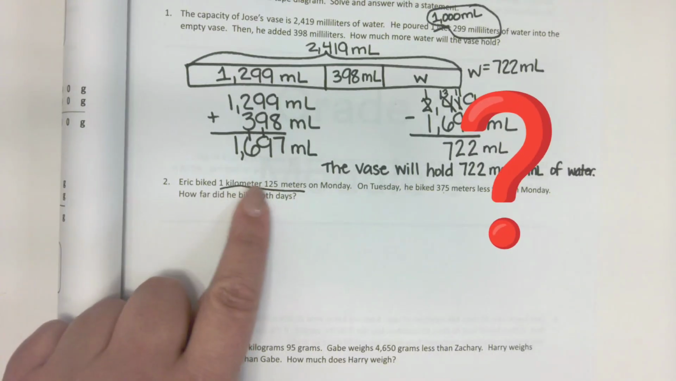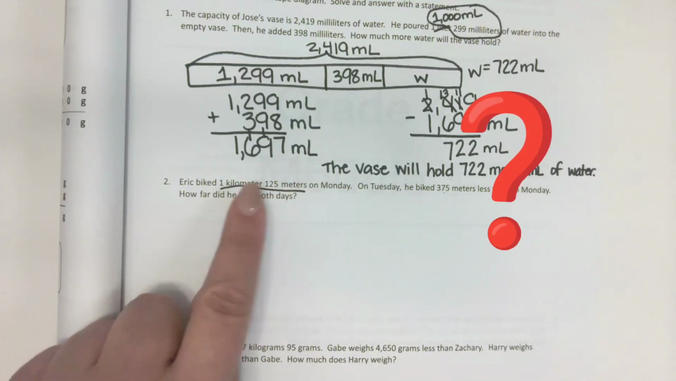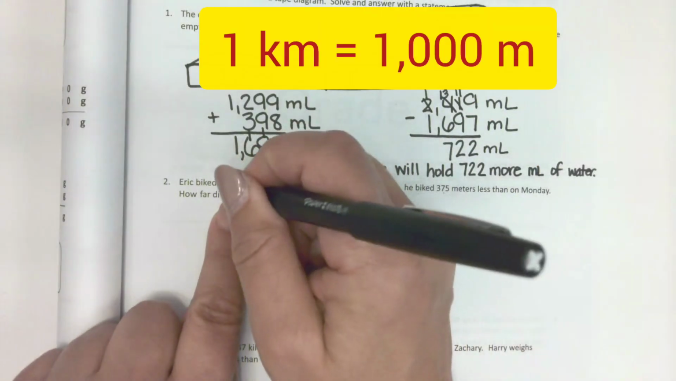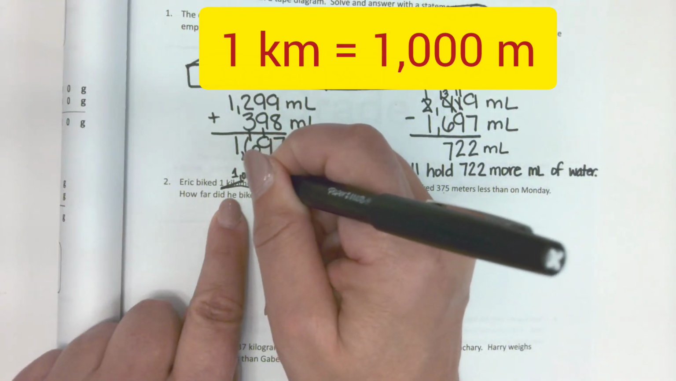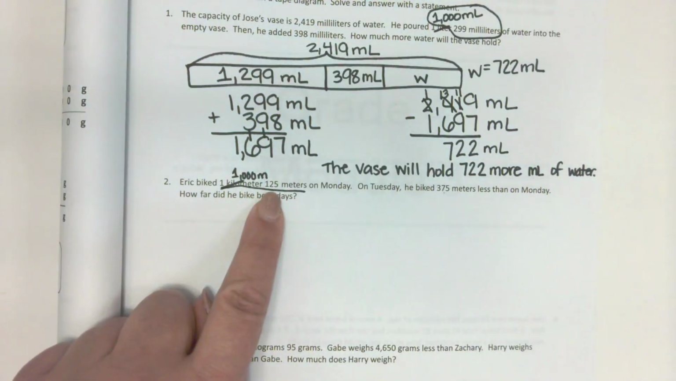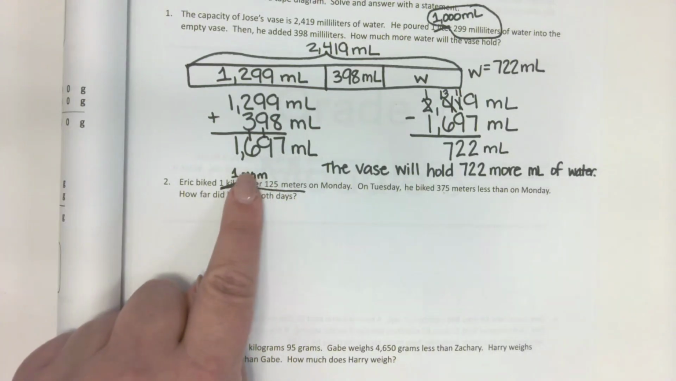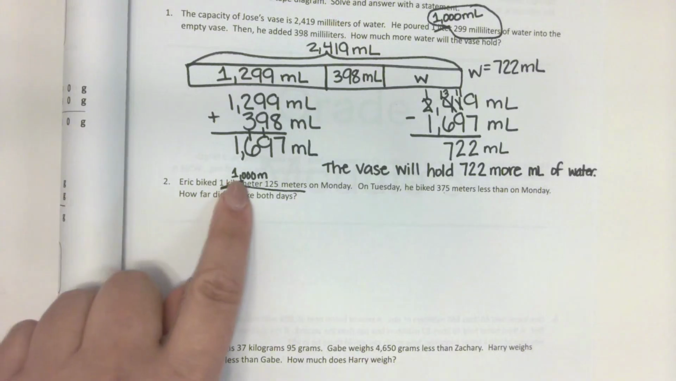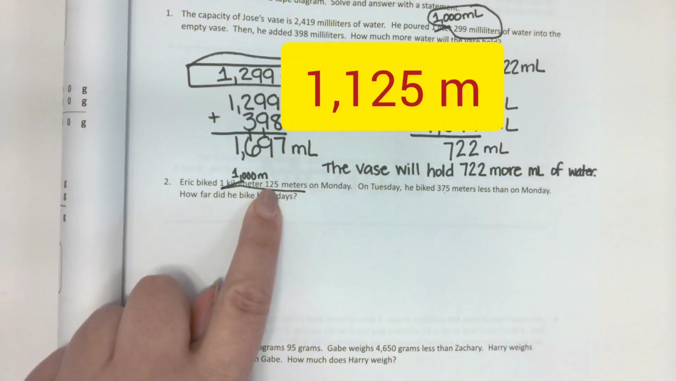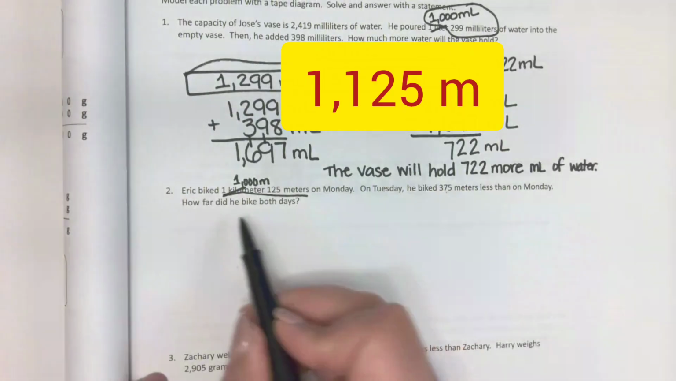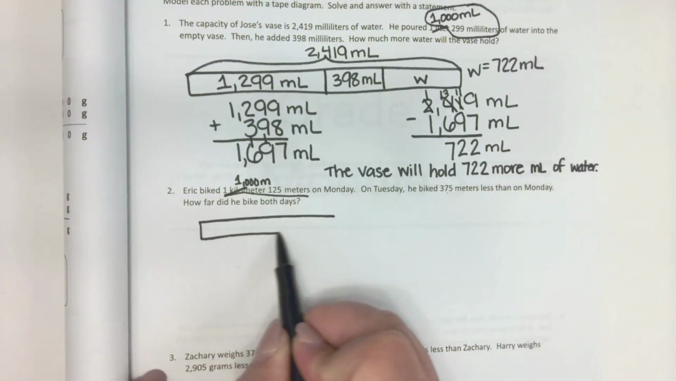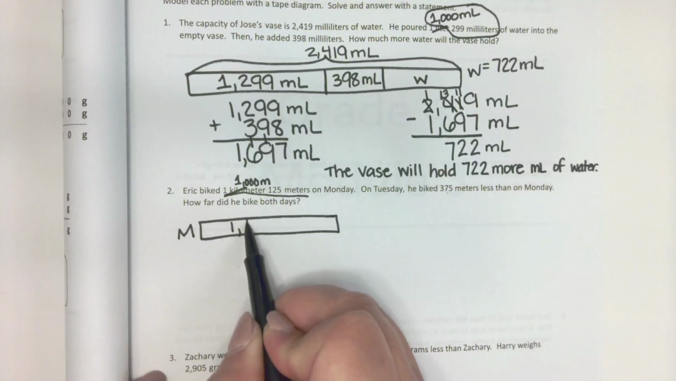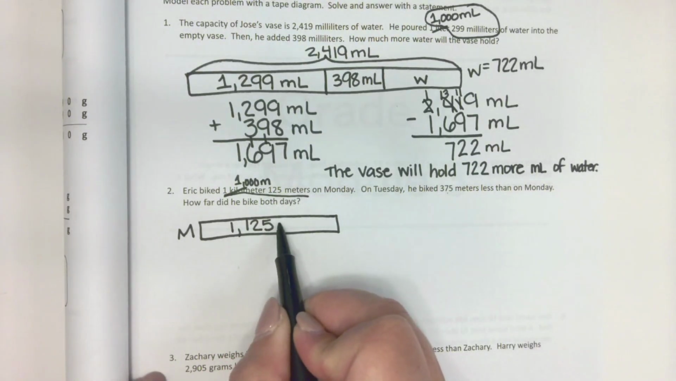How many meters for 1 kilometer, 125 meters? I remember that 1 kilometer is 1,000 meters. And I need to add the 125 meters to that. So what number does that make? That would make 1,125 meters. So when I make my tape diagram for Monday, this will be M for Monday. It will be 1,125 meters.